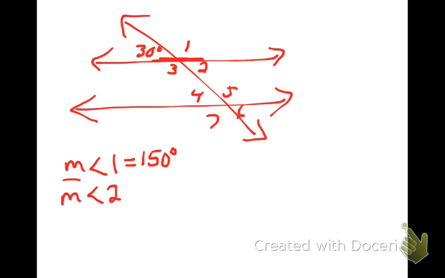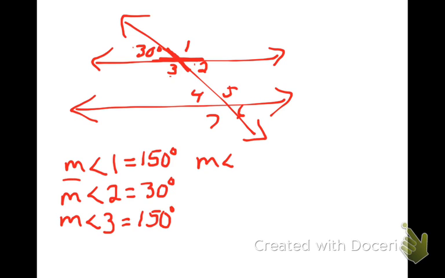Measure of angle 2. I can use a lot of things. I can use that it's supplementary with angle 1, but probably the easiest thing is that it's vertical with the 30 degree angle. So it's 30 degrees, and I didn't have to do too much math to figure that out. Measure of angle 3, well, I could use again that it's supplementary with either the 30-degree angle or angle 2, or again the easiest thing would be it's vertical with 1, so it's going to measure the same as 1, which would be 150 degrees.